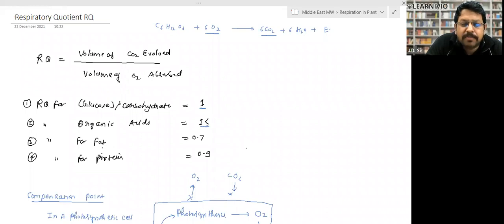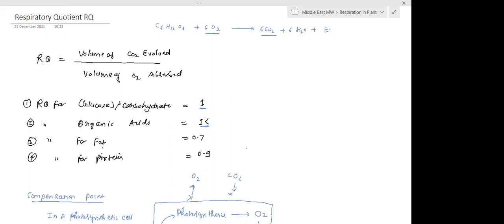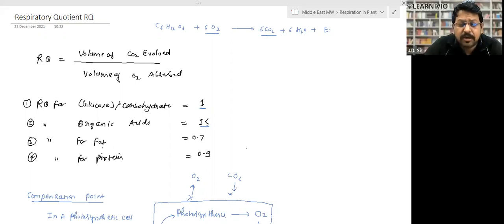Actually, why is fat a bad fuel? It produces more energy than carbohydrate, but still it is bad food. One gram of fat produces more energy than carbohydrate, but still fat is not used for the body. The reason behind it is that it requires a large amount of oxygen. That's why the RQ value is less than 1. It misuses the oxygen.